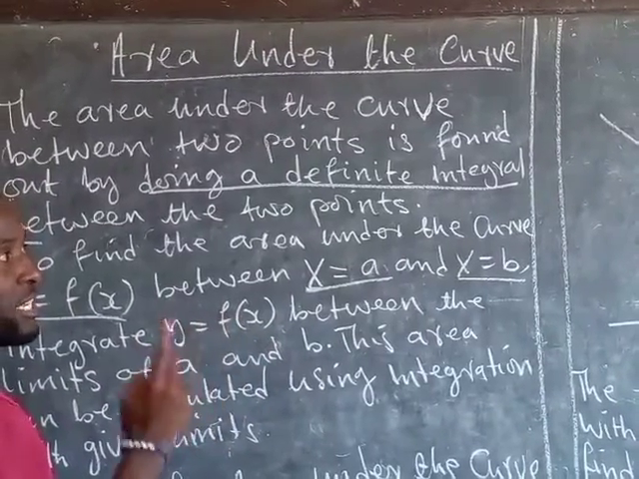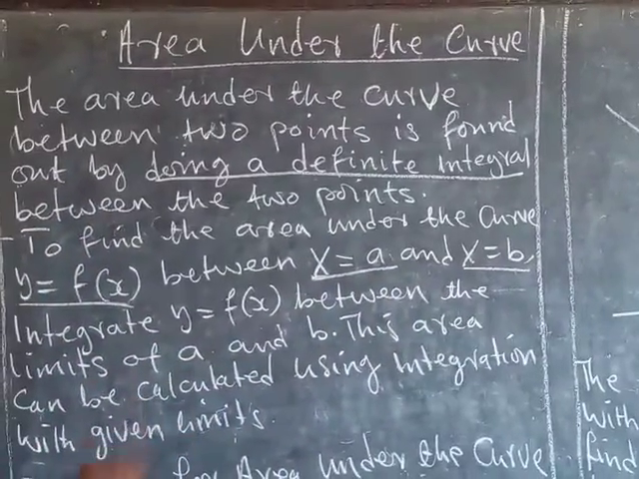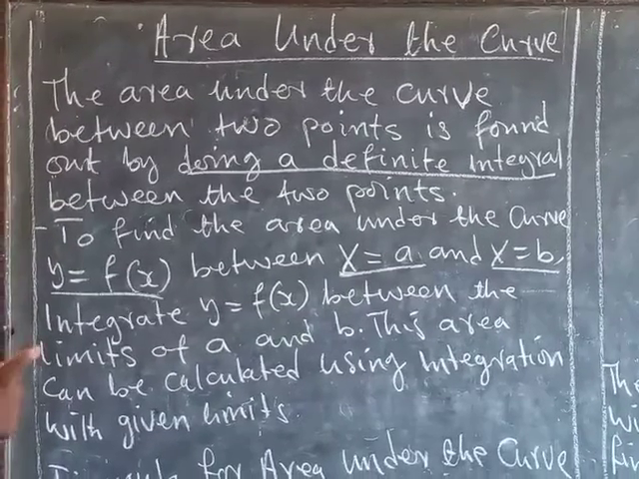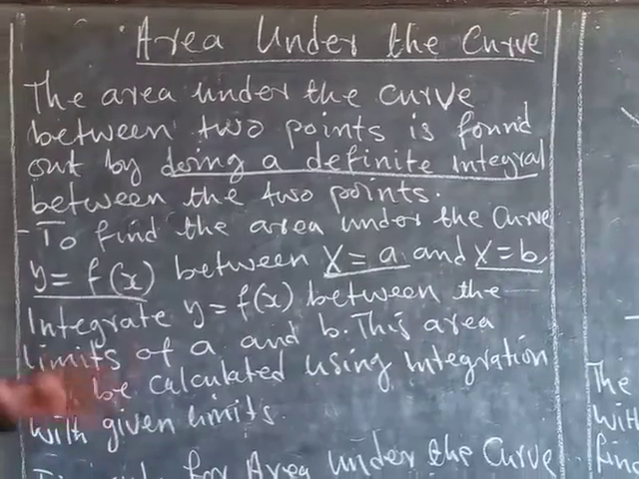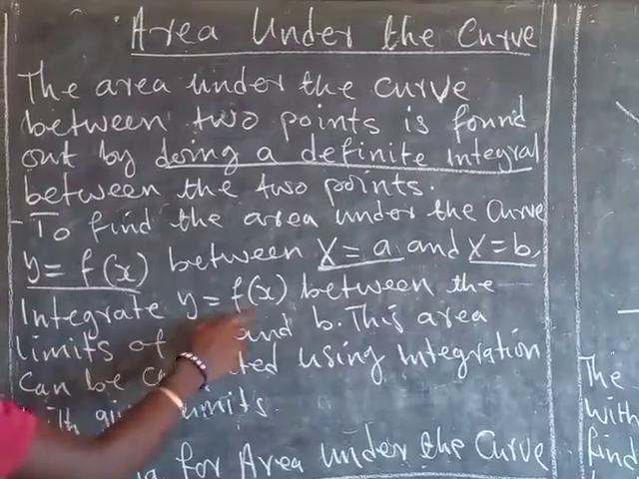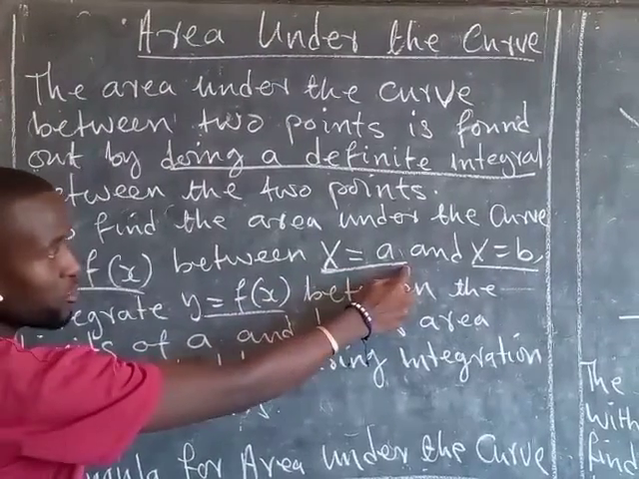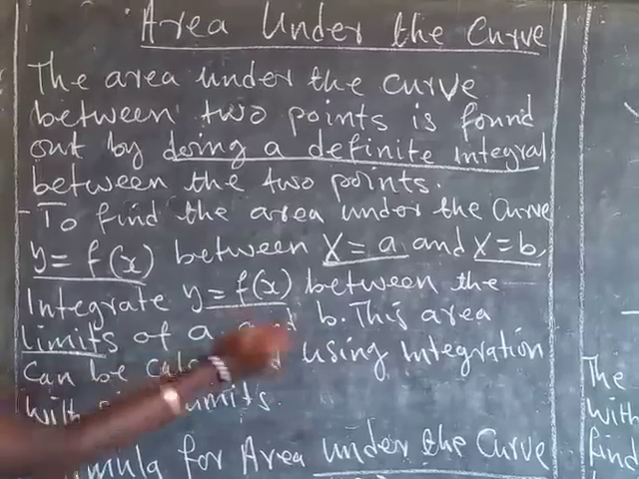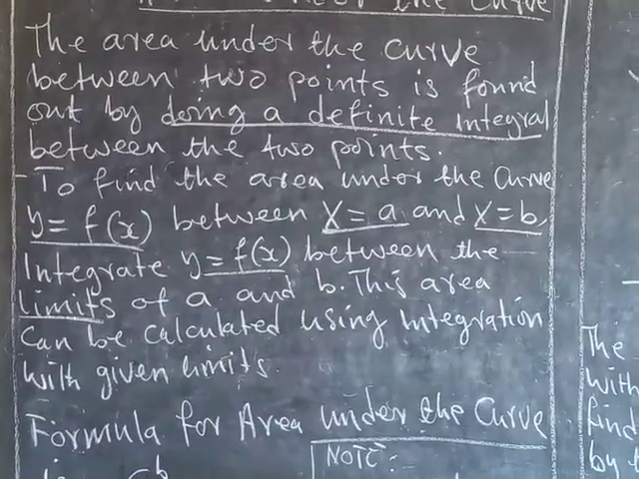So whenever you are given area under the curve, just know that there will always be 2 limits between which you are told the area must end. Just like in our previous video when we talked about the graph of a polynomial, you have to see how you find the area under the curve. It is one and the same here. They are saying integrate y, which is the function y is equal to f of x, between the limits x is equal to a and x is equal to b. We shall see that in our example. Between a and b, this area can be calculated using integration with the given limits.